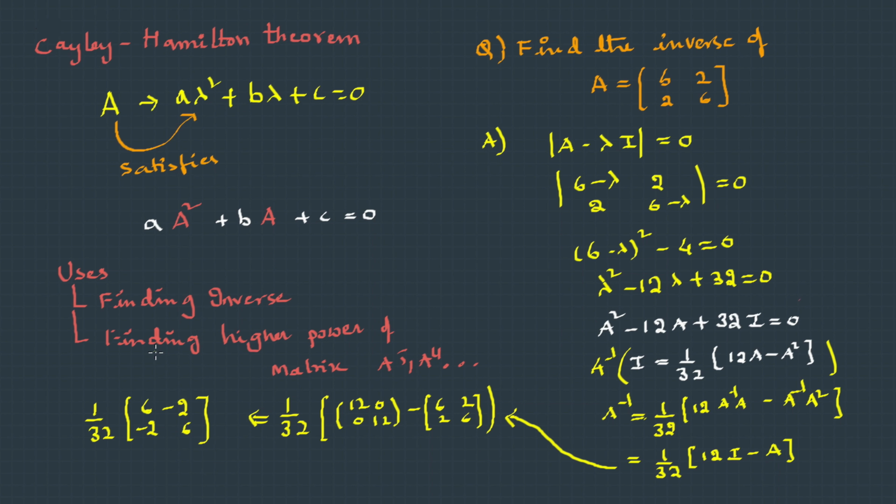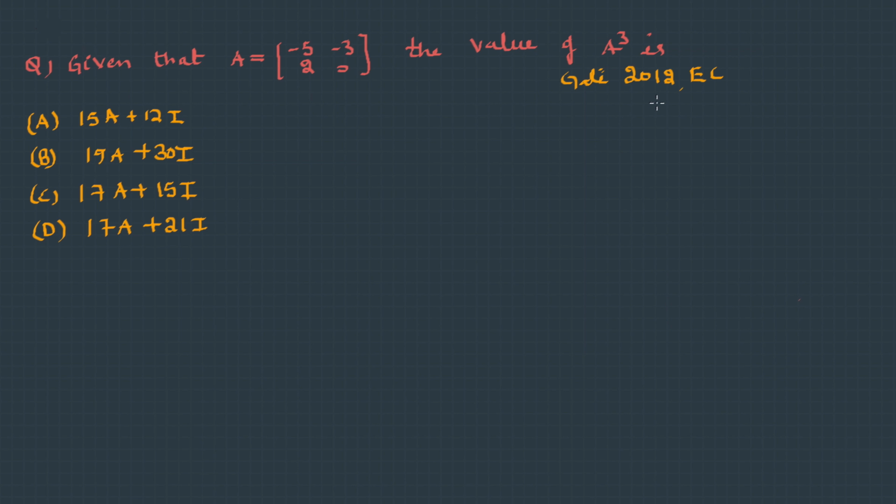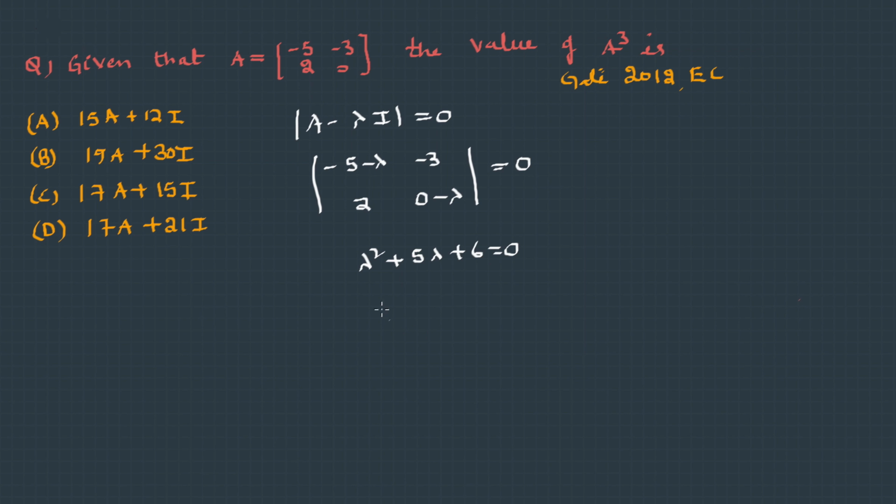Now let's learn how you find the higher power of matrices. Here is a question asked in GATE 2012 EC. Given that A is [-5 -3; 2 0], the value of A cube is. To find this, let's write the characteristic equation. So we have lambda square plus 5 lambda plus 6 equals 0. And A satisfies this particular equation. So we can write this as A square plus 5A plus 6I equals 0.